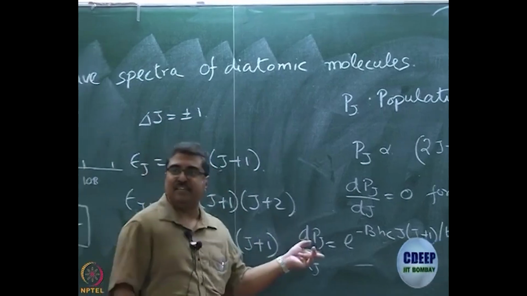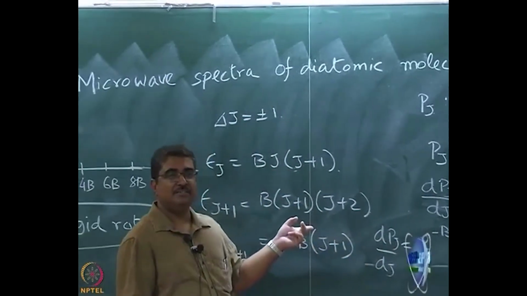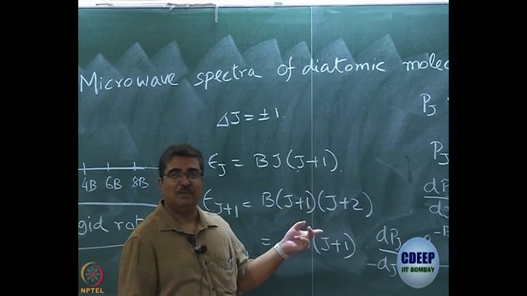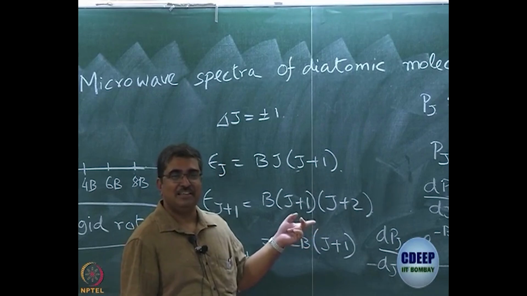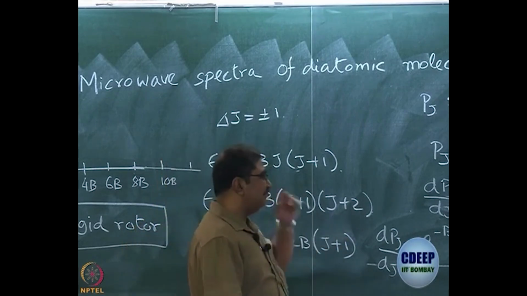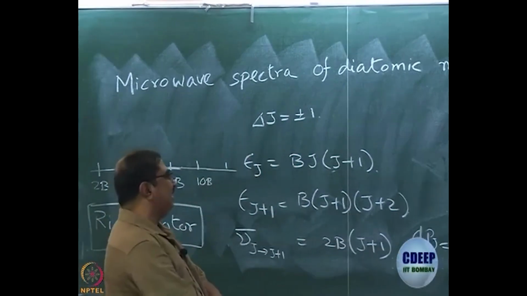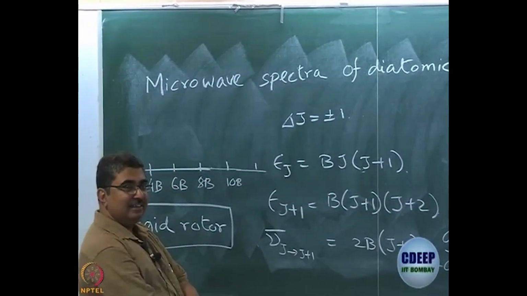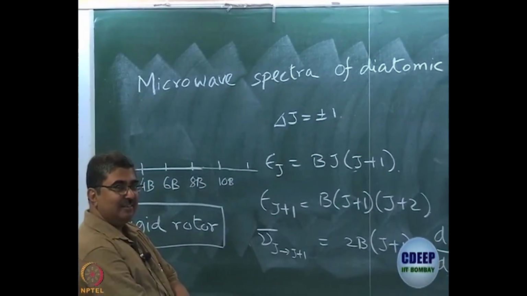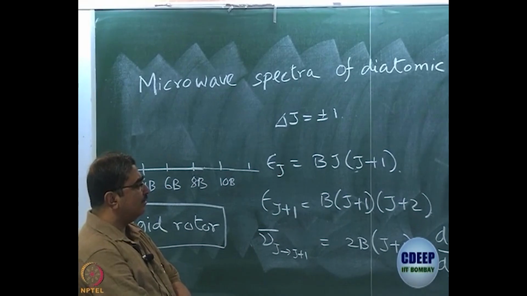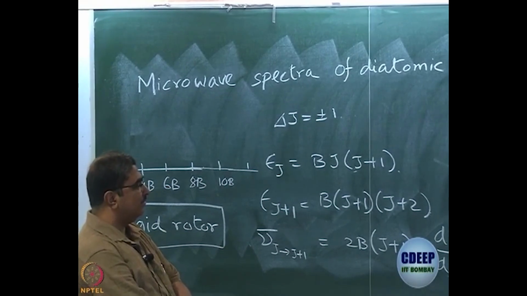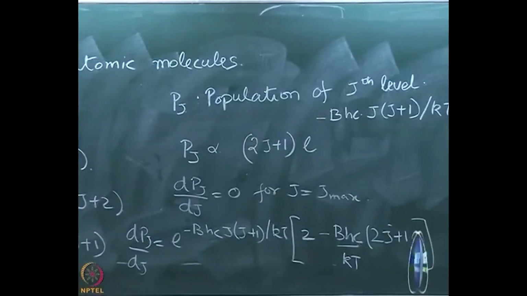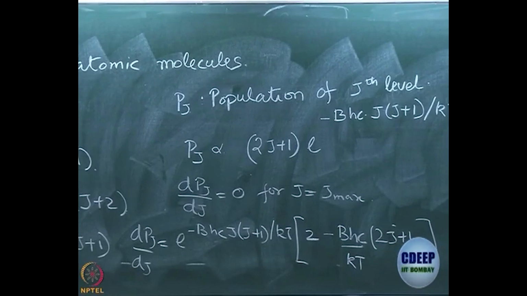Is this right? Is this dPJ dJ? Just check if I have made any mistake. Sushnata? Of course, you have to work it out yourself if you have to tell me whether I have made a mistake or not. Let us do it quickly. Easy differentiation, right? E to the power minus BHC into J into J plus 1 by KT, that comes out anyway. Why? Yes. So, what will it be? Will it be 2J plus 1 whole square?